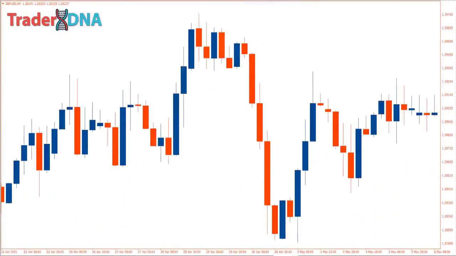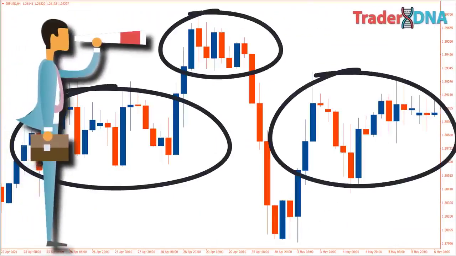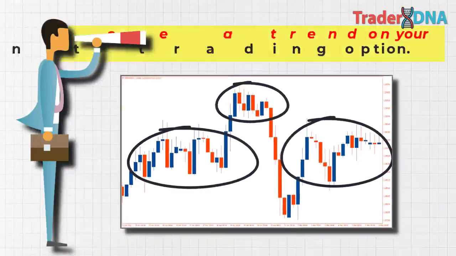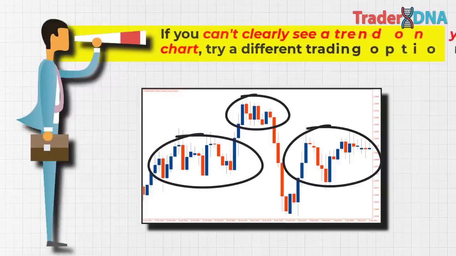What about this situation? If you have to get really close, squint your eyes, and feel confused, then there probably isn't a trend there. So, if you can't clearly see a trend on your chart, try a different trading option. There are so many markets available to choose from. Keep searching until you find a trend that you can easily see on the screen.